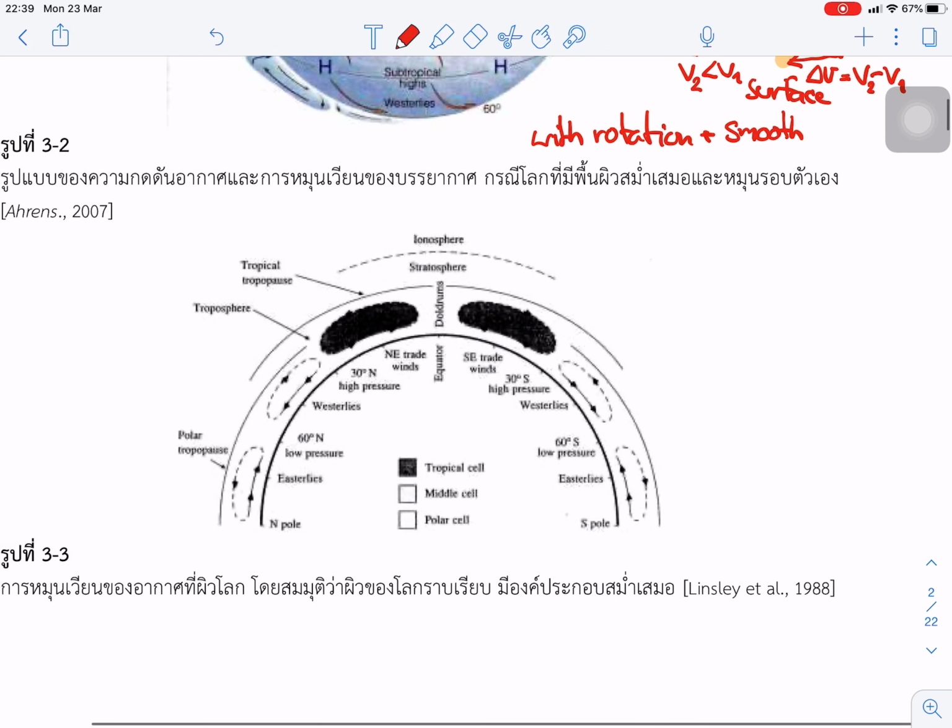This figure shows the tropical cell, middle cell, and polar cell, the three circulations. This part is the polar cell, middle cell, and tropical cell, the rotation of the wind between the equator and the pole.